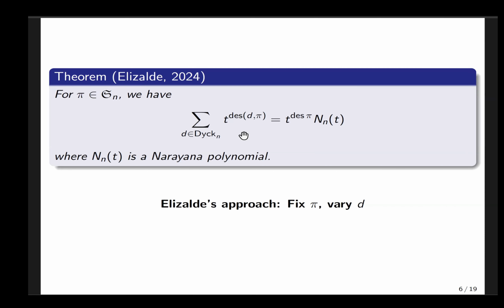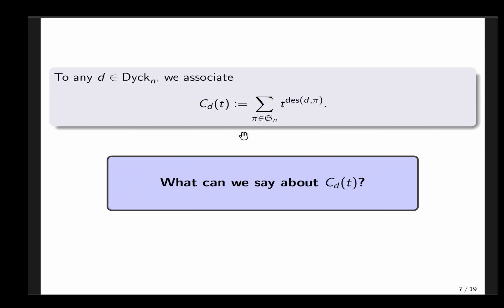Or if you fix a different permutation than the identity, you will get, again, the Narayana polynomial shifted by a power of t. So in other words, that's just to convince you that the structure is nice. So what we wanted to study is the opposite. Instead of fixing a permutation and varying the Dyck path, we wanted to fix the Dyck path and vary the permutation. So again, that was just the motivation.